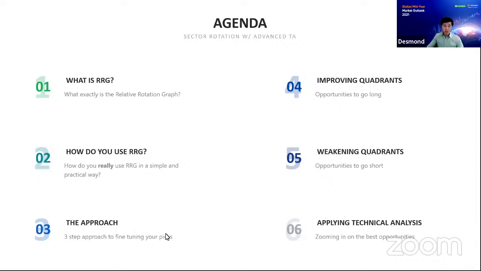I'll be showing you my approach. I have a 3-step approach to fine-tuning your picks. From there, I'll show you the 2 main quadrants we're looking at. It's not so much the improving quadrant, but more the lagging quadrant. These are the correct quadrants to look at when you want to go long, which means you want to buy, and which quadrants you can look at when you want to go short, to sell.